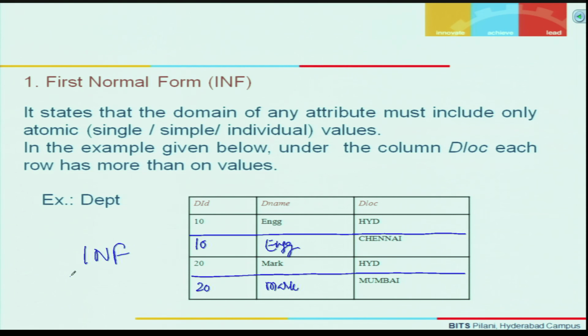From now onwards, we assume that whatever relation we talk about, by default it is in 1NF, because only if it is in 1NF is it in the relational model according to relational model philosophy. So we assume that all relations will be by default in first normal form. They will satisfy this condition, that any attribute will include only a single, simple or individual value. That is our assumption.